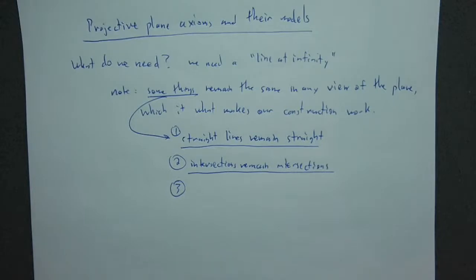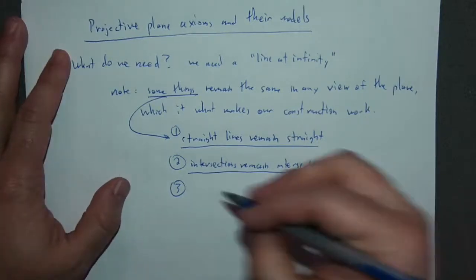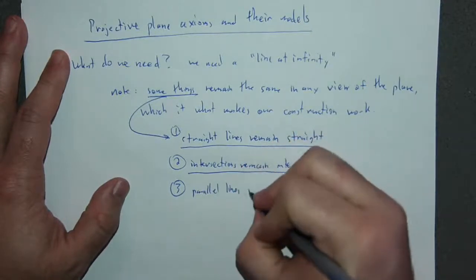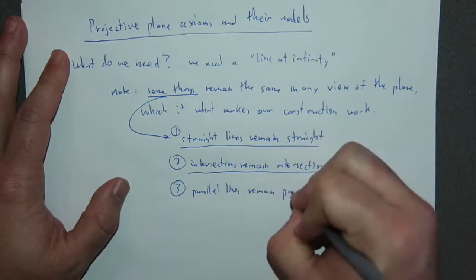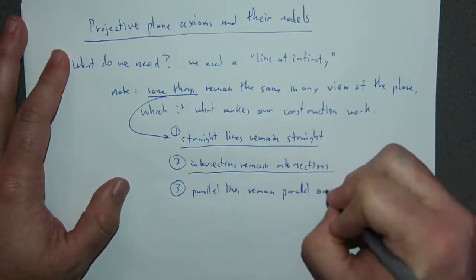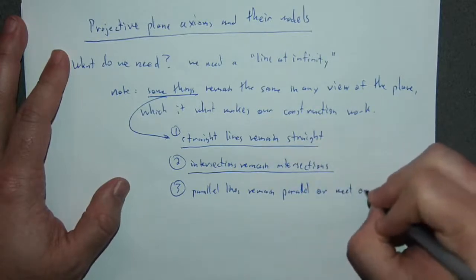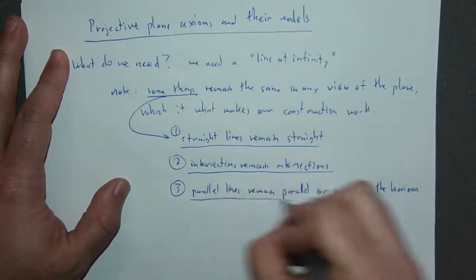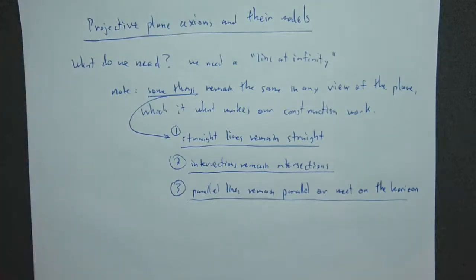So they're not actually parallel in the sense that they don't ever meet. And if you look at them, you wouldn't call them parallel in the Euclidean sense, of course, but they're parallel in the sense that the only place they meet is off on that line at infinity, so at some point at infinity. So parallel lines remain parallel or meet on the horizon. Okay, so that's the other thing.